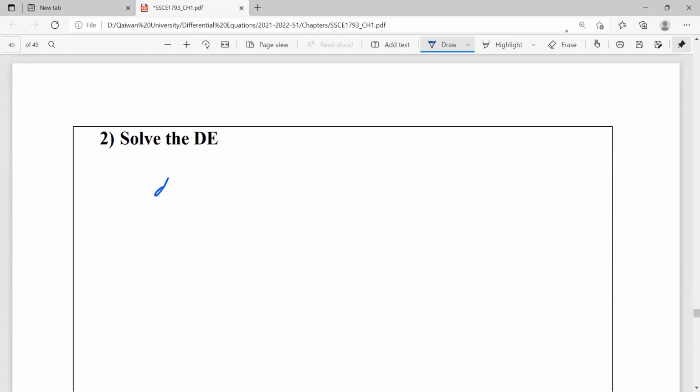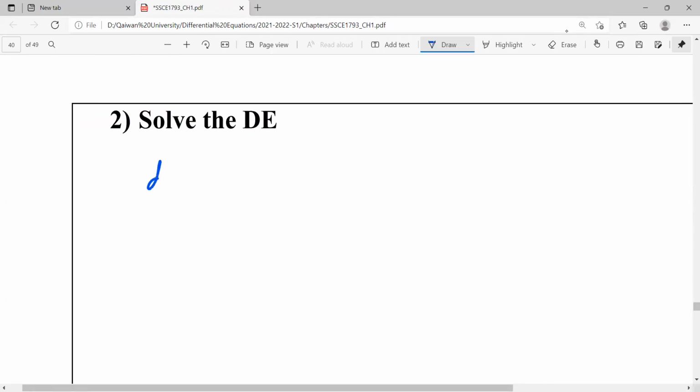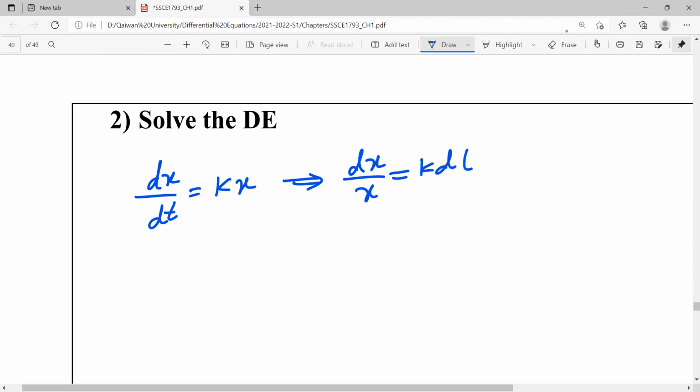Let's solve it. We have dx by dt equals kx. As I said, this is a separable differential equation. So you should put dx with x on one side of the equality, and also dt with t on the other side. And here we can say dx over x equals k dt. We just multiply by dt and divide by x. We get this.